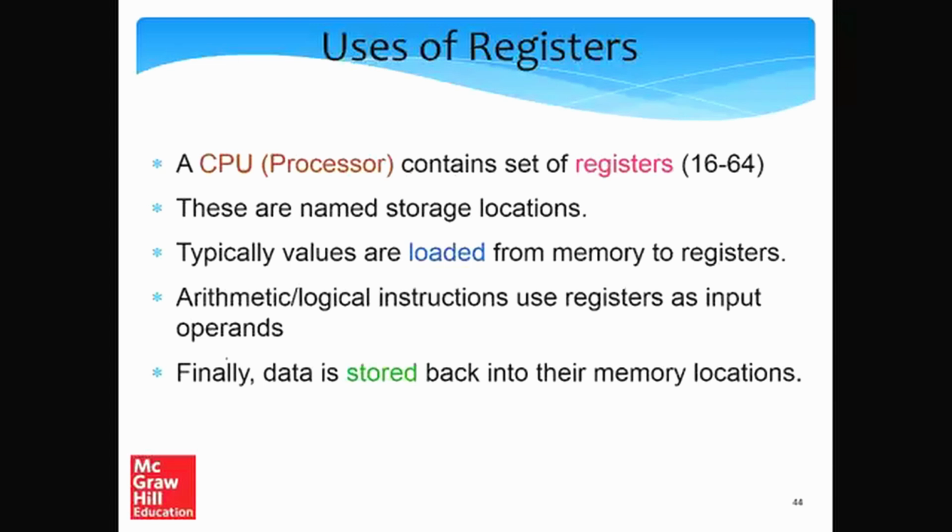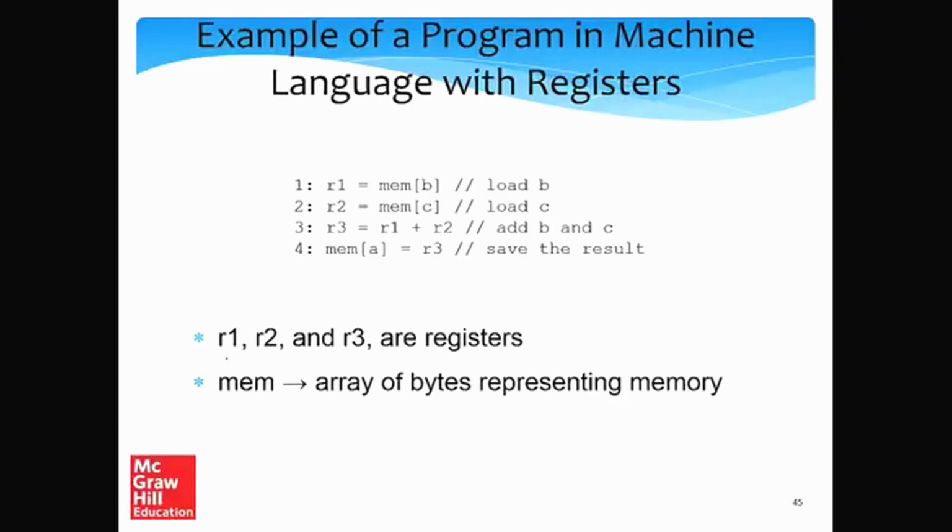We do whatever we want to do with them with our arithmetic and logical operations that a processor supports. Finally, data is stored back into their memory locations. So a simple example over here. It is a tradition to write registers as R1, R2, R3 and so on. Here we are reading something from memory location B into register R1.